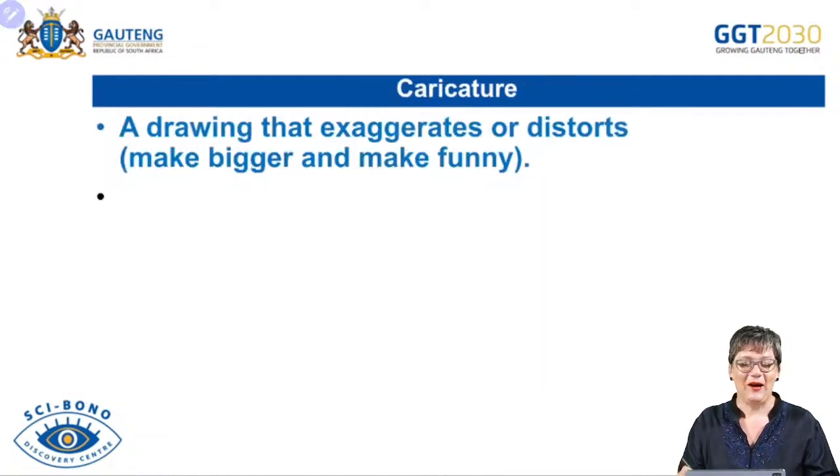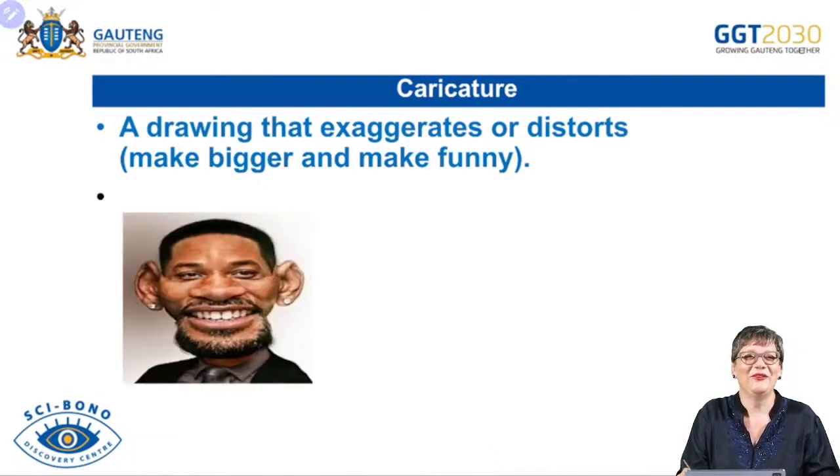Now, the next one, I'm sure you might have seen them. This is what we call a caricature. This is where a cartoonist takes a person, chooses an aspect of the person, and then they exaggerate it by drawing it bigger or making it funny. Let me give you an example. I'm sure you'll recognize Will Smith here. And what they focus on here is obviously his big ears and his big teeth and his big nose.